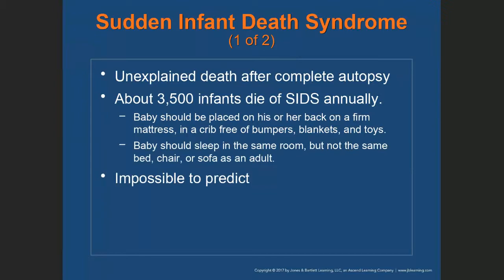Sudden infant death syndrome: unexplained death after complete autopsy. About 3,500 infants die of SIDS annually. The baby should be placed on his or her back on a firm mattress in a crib free of bumpers, blankets, and toys. The baby should sleep in the same room, but not the same bed, chair, or sofa as an adult.